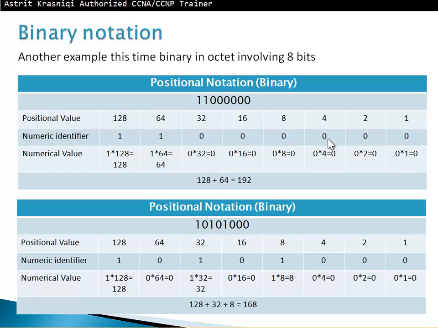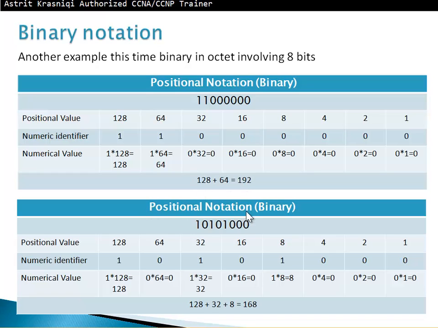Zeros we just ignore. So 128 plus 64 equals 192. So binary number 11000000 equals 192 in decimal.